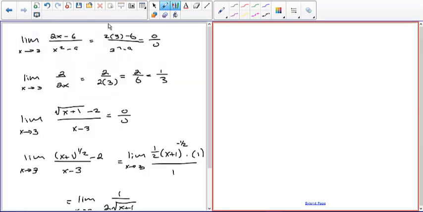Now the next one, the derivative of e to the x is just e to the x. And you know how to take the derivative of polynomials. So you'll have to do it twice to get rid of the indeterminacy, which in this case is infinity over infinity.